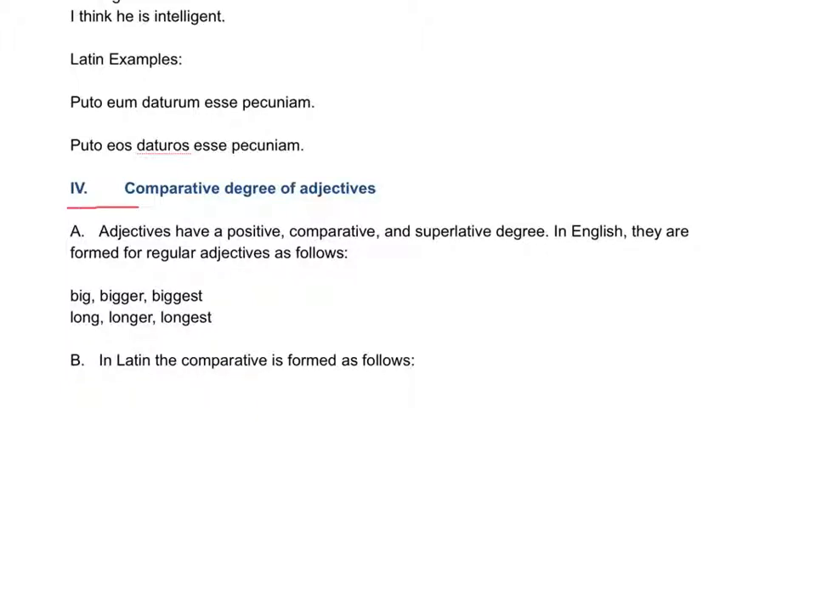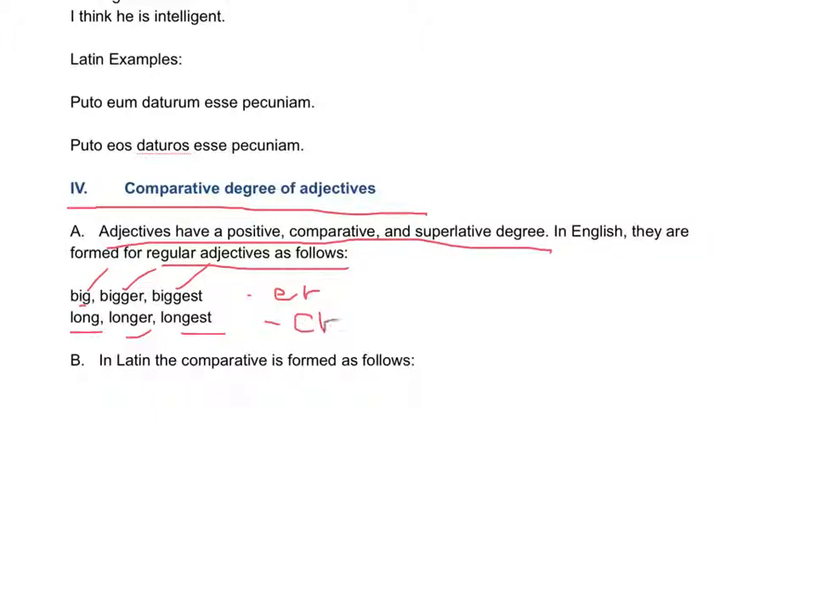The next point is the comparative degree of adjectives. Adjectives have a positive, comparative, and superlative degree. That's something you've already learned. In English, they're formed for regular adjectives like this: big is the positive, bigger is the comparative, and biggest is the superlative. Again, long, longer, longest. English does still show some signs of conjugation and declension, as we've mentioned before. Big becomes bigger, long becomes longer, and the superlative adds est for all regular adjectives.